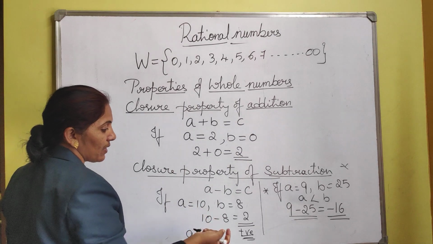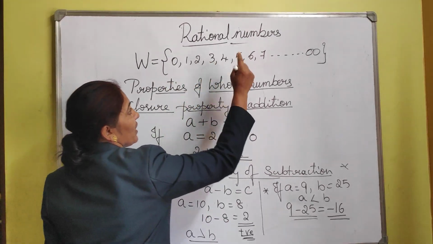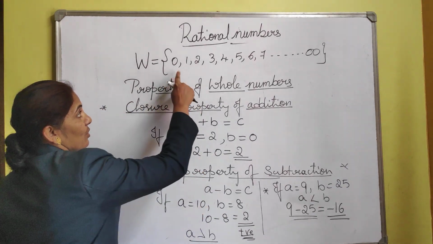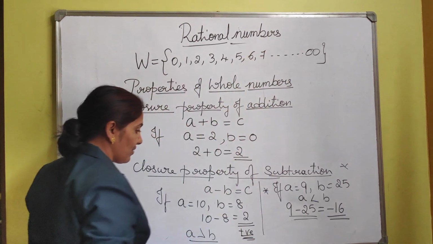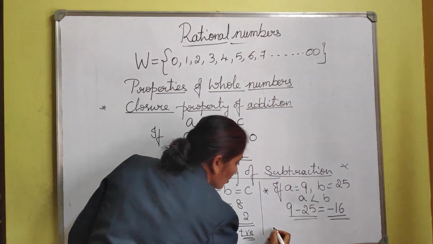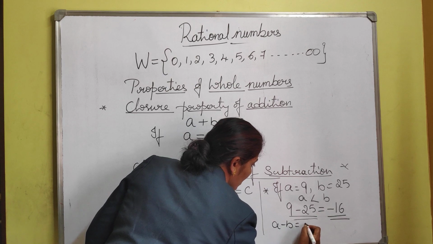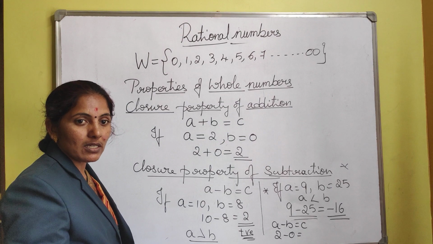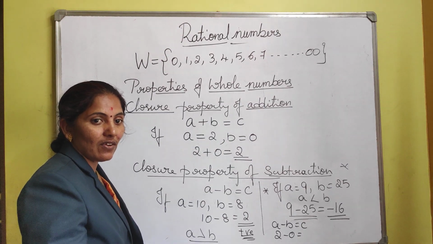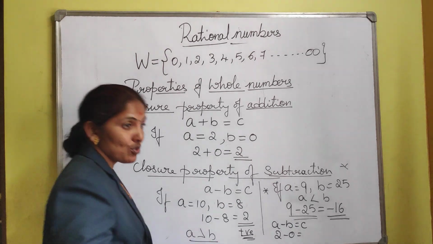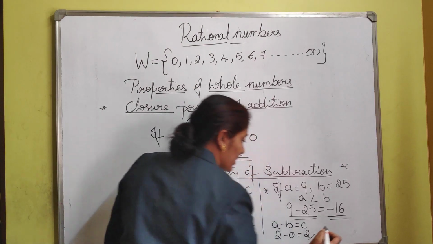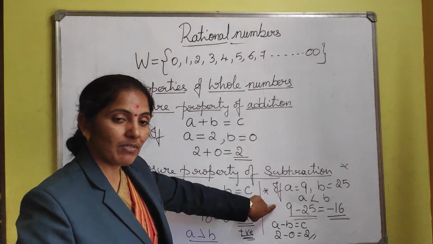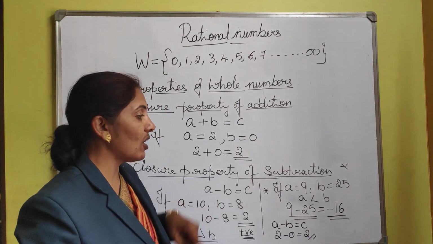Why does it not satisfy? Because in the whole numbers we do not find any negative numbers, whereas the whole numbers contain only 0, 1, 2, 3, 4, 5, 6 and 7. So let us check even for 0. Say if A minus B is equal to C. So I can say 2 minus 0. What is 2 minus 0 again? Is it 0 itself? No, it is 2 again. Yes, it also satisfies. This can be written as 2. But in the other case, subtraction does not satisfy.